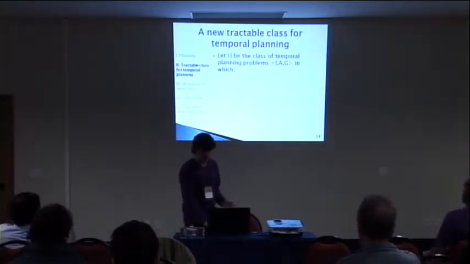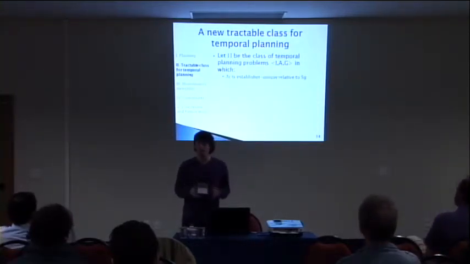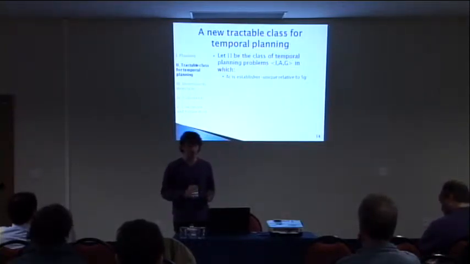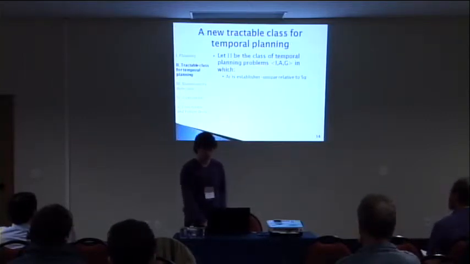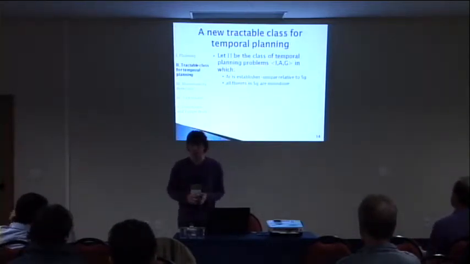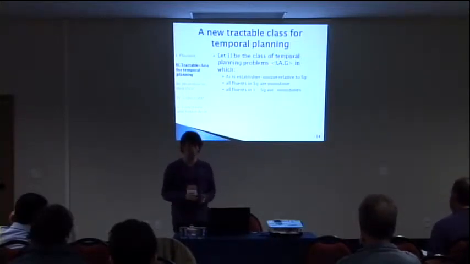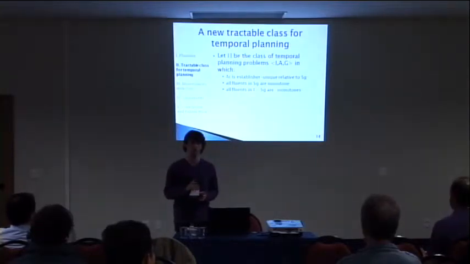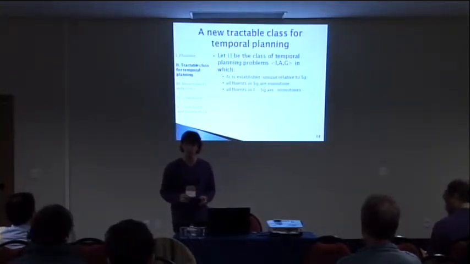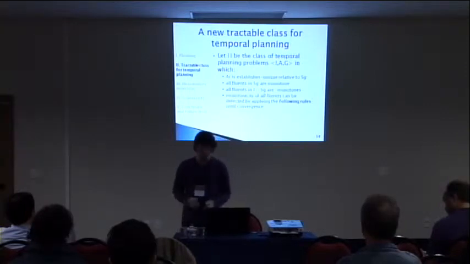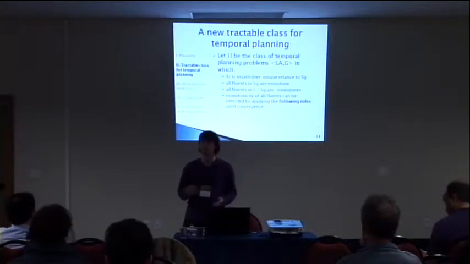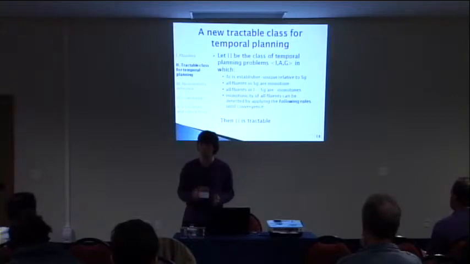So here's the formal definition. For a temporal planning problem, if we have the set of reduced actions that is establisher unique relative to the subgoals, then if all these subgoals are monotone, and more specifically, if all the subgoals that belong to the initial state are minus monotone, and all the monotonicity can be found by using the following rules, then we have a problem that belongs to the tractable class.